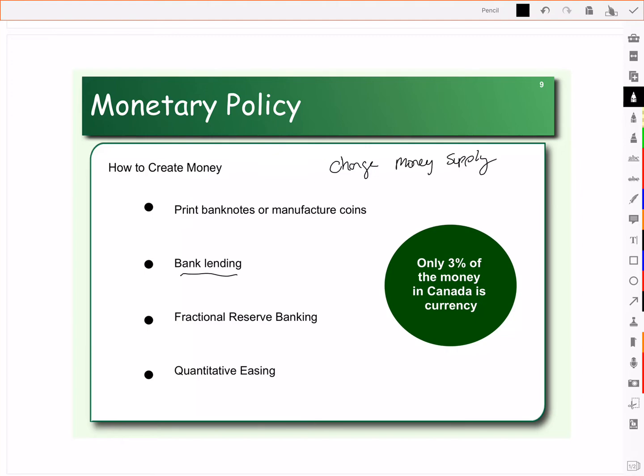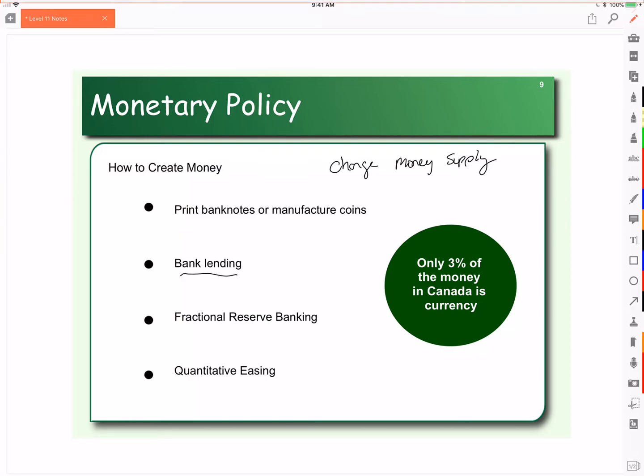The last way to create money is to do what is called quantitative easing. And we're going to look at quantitative easing after we look at bank lending. So let's dive into those.